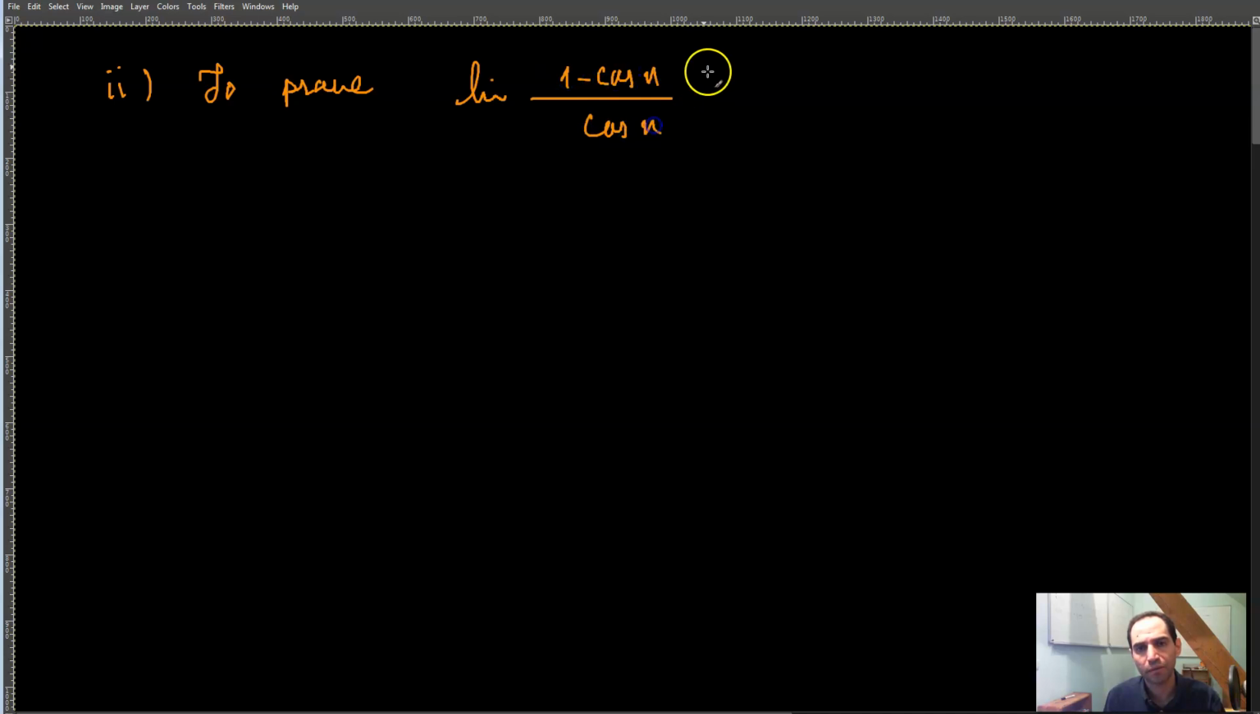So we want to prove number 2: that the limit of (1 minus cos x) over x as x tends to 0 is equal to 0. So we need to do a little bit of trigonometry here.